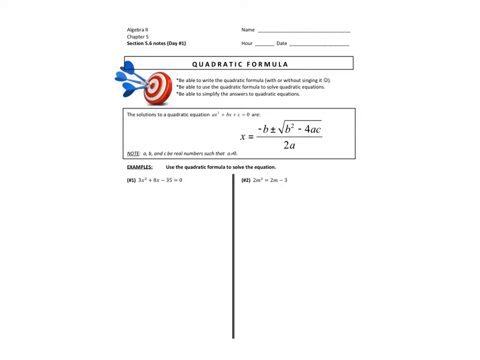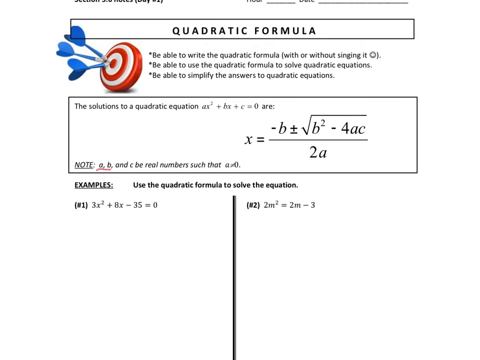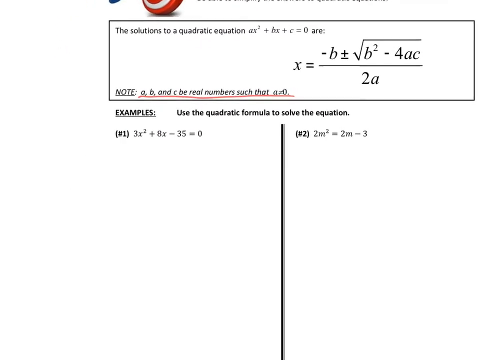So the quadratic formula is x equals negative b plus or minus the square root of b squared minus 4ac, all divided by 2a. You'll note that a, b, and c are real numbers, and a cannot equal 0. A can't be 0 because it's in the denominator, and we can't have a denominator equal 0 in a fraction. So we're going to use the quadratic formula to solve these equations.